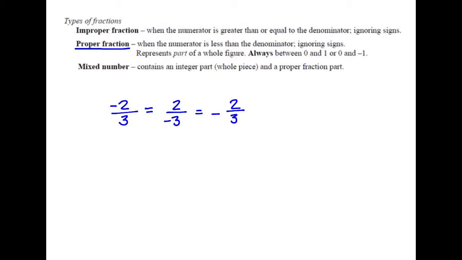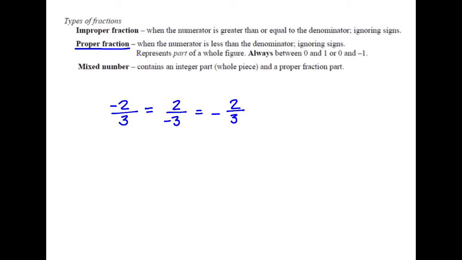Their definition up here: numerator is less than the denominator, ignoring the signs. So -2 is less than 3, yes. +2 is not less than -3, but you don't care about the signs like it says right here. It's just 2 and 3. 2 is smaller. It represents part of a whole figure. It's always between 0 and 1 or 0 and -1. Basically, it can never be bigger than 1, ignoring the signs.